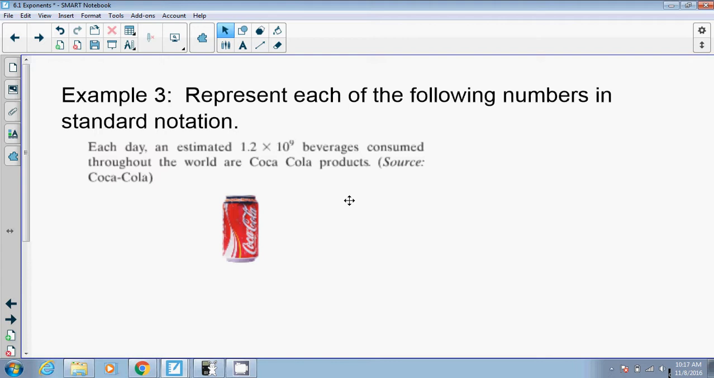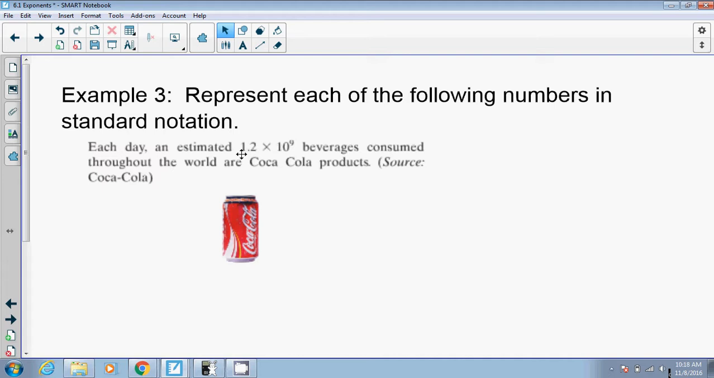So in this example here, each day an estimated 1.2 times 10 to the 9th beverages consumed throughout the world are Coca-Cola products. So yes, that's easy to read, 1.2 times 10 to the 9th, but it doesn't give us an actual good idea of how many beverages are Coca-Cola products. So we're going to change this back to a number so you're actually able to see how large or how small that numeric value is.